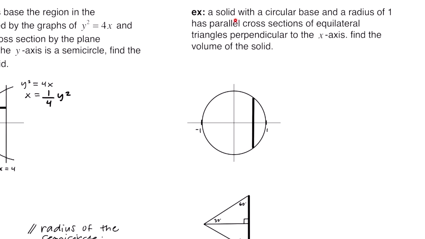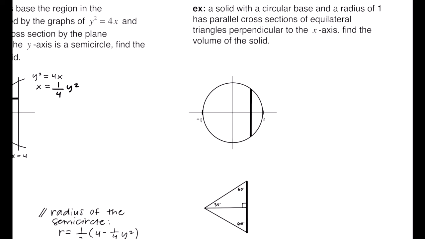This example says a solid with a circular base and a radius of 1 has parallel cross-sections of equilateral triangles perpendicular to the x-axis. Find the volume of the solid. So here we have our circle with center (0, 0) and radius of 1. Our cross-section is an equilateral triangle, so this is going to be one of the sides that's perpendicular to the x-axis, and you can see that this is bounded by the circle. So this line corresponds to this side of the triangle.